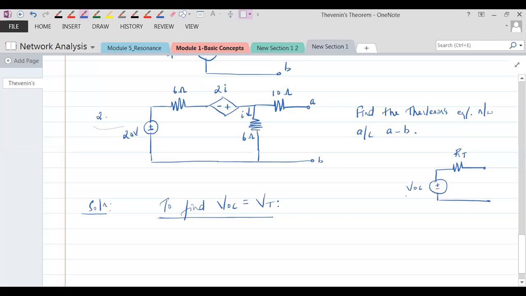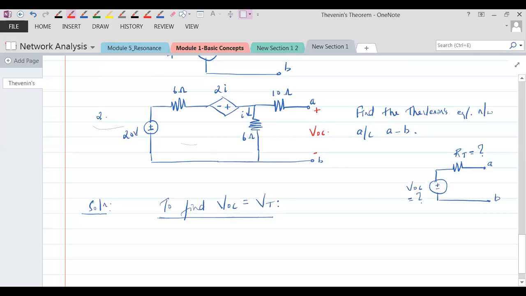So first, what we are doing? We are finding out VOC. So what is this? Okay, and what is this? Across terminals AB. So let me directly do it here. Again and again, copying the circuit will take time. So while finding out VOC, we can mark VOC in the circuit that we write in the question itself.